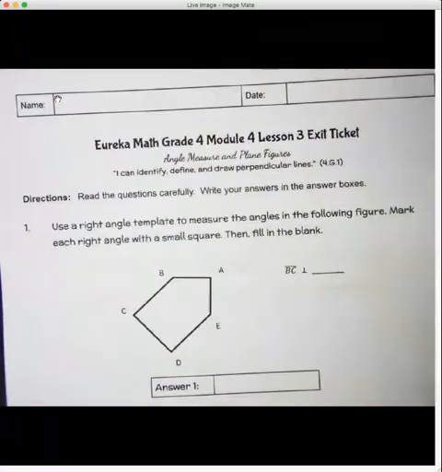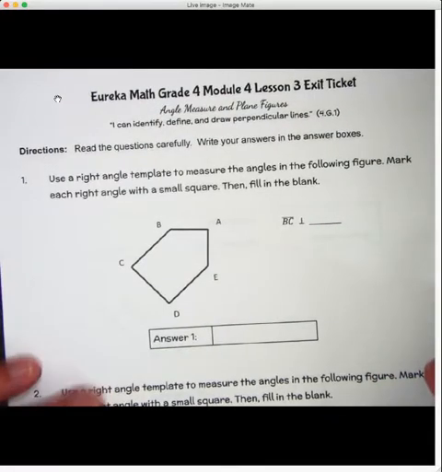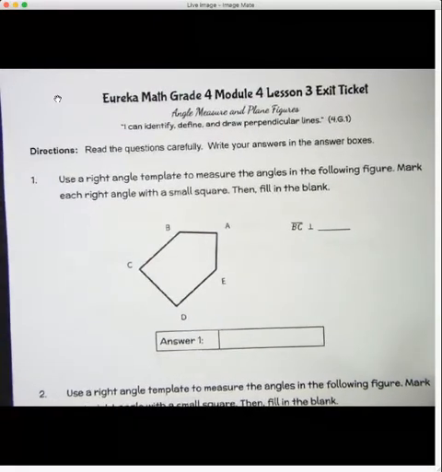Okay, our third math lesson in Module 4. I told you you would like these. They are so much easier, aren't they? So, Module 4, Lesson 3 today, we're looking at another word.